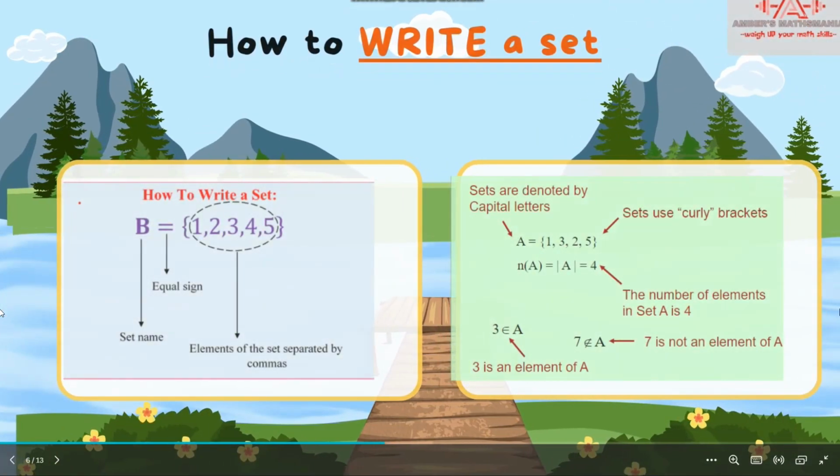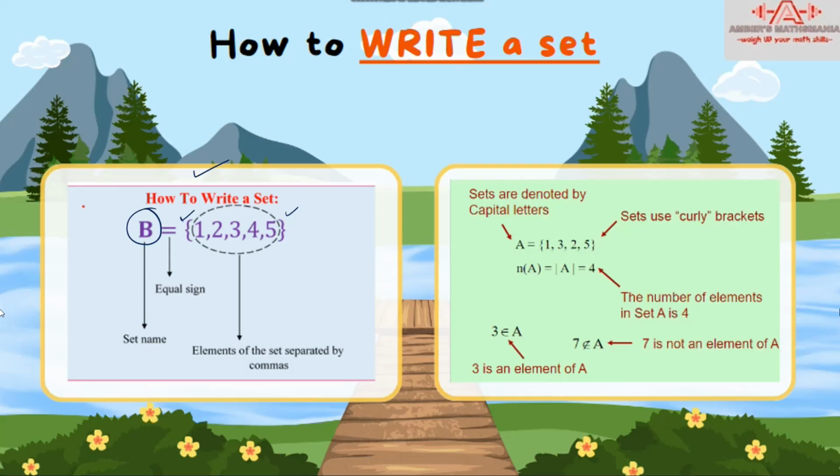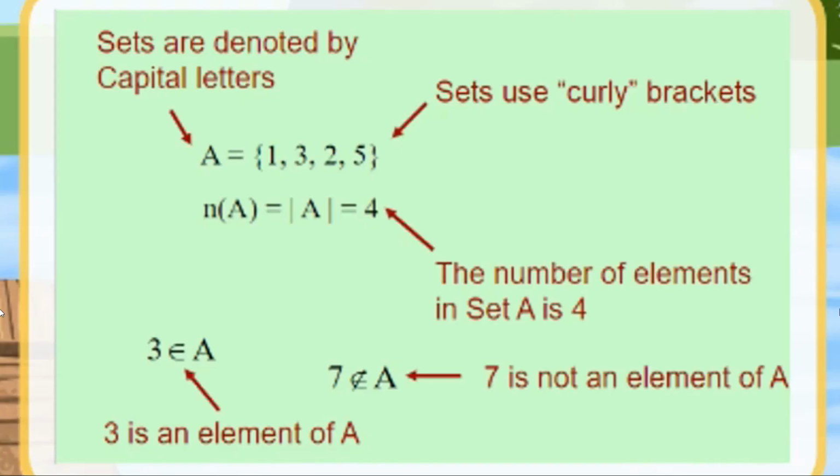Now how to write a set? First of all, we are going to write the set name. Set name must be in capital letters. Afterwards, the equal to sign will come. Within curly braces, we are going to write the elements of the set, and these elements are separated by commas. Fine. Here, sets are denoted by capital letters. I have told you here as well. Sets use curly braces, and this one is the number of elements of the set.